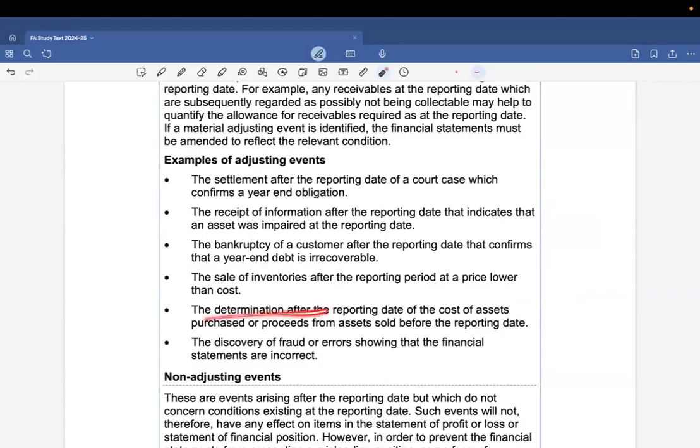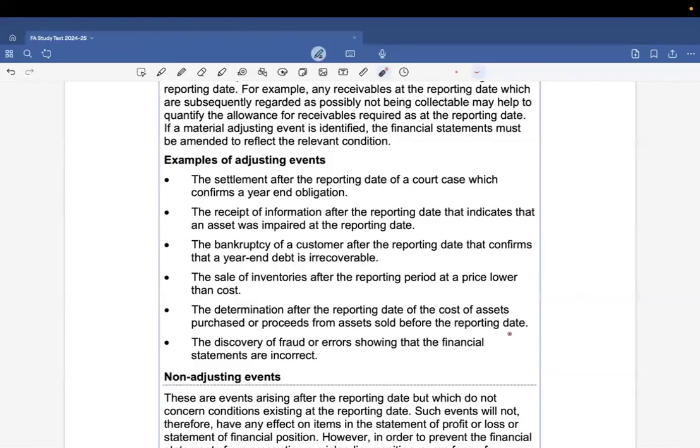Next is the determination after the reporting date of the cost of assets purchased, or proceeds from assets sold, before the reporting date. So if any assets were purchased or sold before the reporting date that need adjustment, we have to do it.